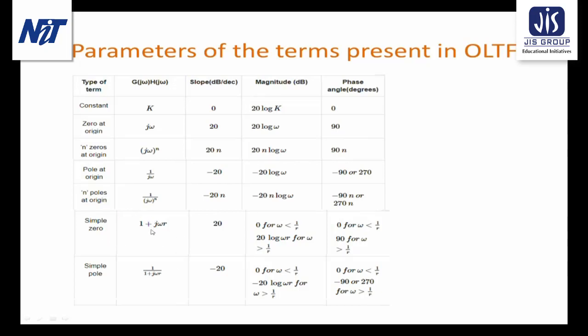For a simple zero, the slope will be plus 20, whereas for the simple pole, the slope will be minus 20 dB per decade. And here also, for ω less than 1 by τ, the magnitude is 0 and then it is 20 log ωτ. For the pole it is 0 but then minus 20 log ωτ. That means the sign is opposite in case of zeros and poles. And the phase is 0 for the lower region, and for the higher region it is plus 90 degree, whereas for the poles it is 0 for the lower region and minus 90 degree for the higher region.